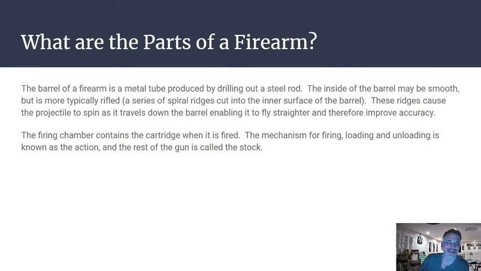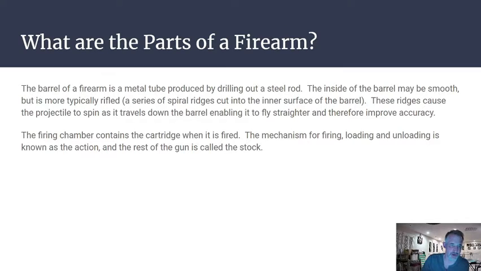The barrel of a firearm is basically a long metal tube produced by drilling out a steel rod. The inside of the barrel may be smooth, like in shotguns, but more typically rifled, which is a series of spiraled ridges cut into the inner surface of the barrel. These ridges cause the projectile to spin as it travels down the barrel, enabling it to fly straighter and therefore improving accuracy. Those ridges also leave markings on the projectile itself, which can in some cases lead to individualizing a particular gun to a bullet, which is what a forensic scientist is interested in.